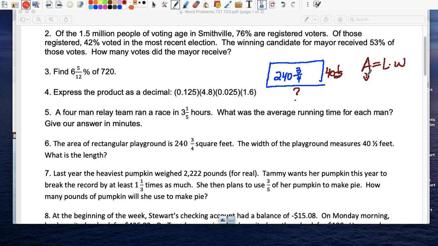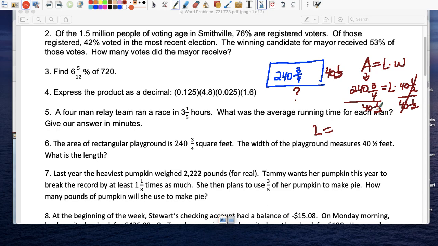The area is given to us, which is 240 and 3/4. And again, if you want to change that to a decimal, you may. I am going to leave it as a fraction. It's really a choice. And then the length I don't know, and the width is 40 and a half. So to isolate L, we're going to divide both sides by 40 and a half, right? That goes away, and the length is whatever this is, 240 and 3/4 divided by 40 and a half.